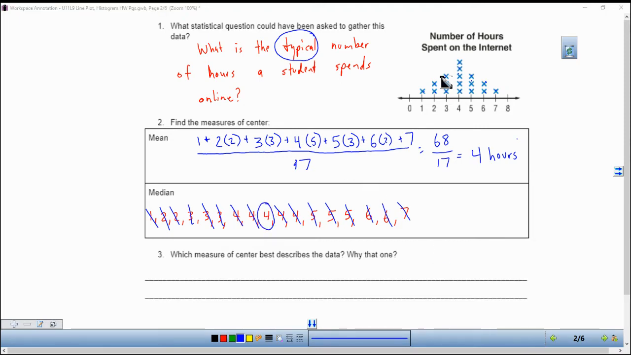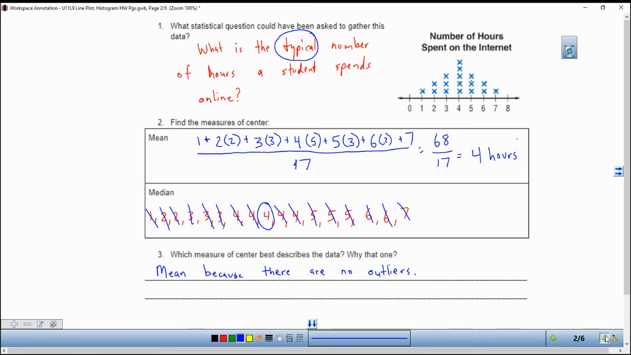So the median was 4. It says, which measure of center would best describe the data? Well, either one you could use because it's the same, but we would use the mean. If you look at the data, there are no outliers that are going to pull the mean up or down. So if somebody was online for like 20 hours, that would be an outlier. But since all the data is pretty close together, there are no outliers, so we're going to go with the mean, even though they're the same exact number.